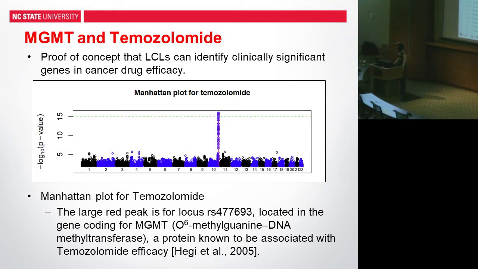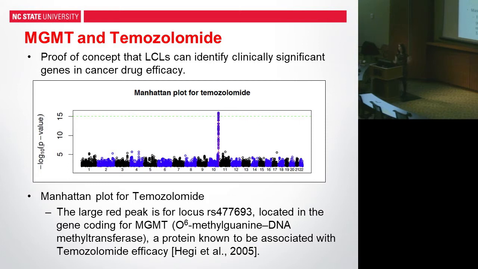What you'll notice is most things are at a middling suggestive level. There is one that really, really stands out, right? We got an association for temozolomide that was well into genome-wide significant territory, so it was the obvious candidate to follow up. So here's the Manhattan plot for temozolomide. That is a dream Manhattan plot, right? That is everything you want.